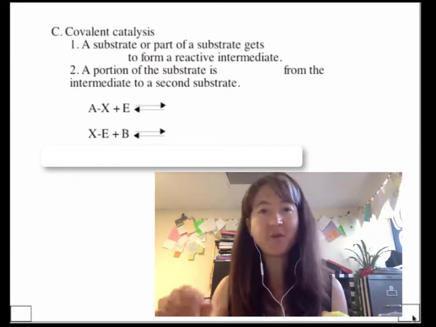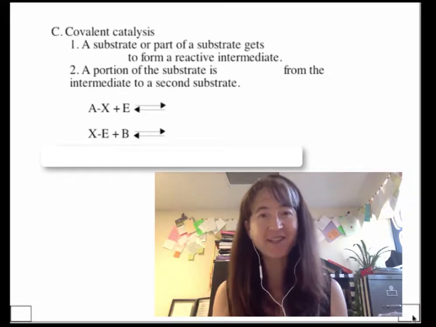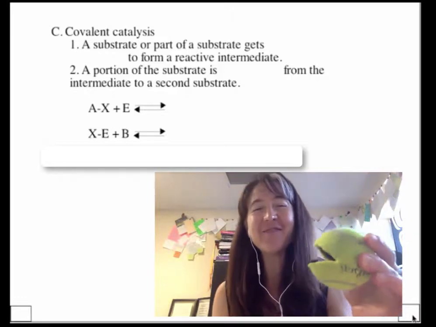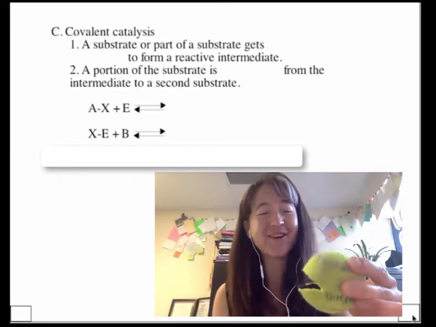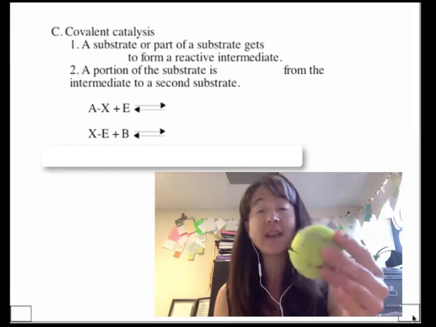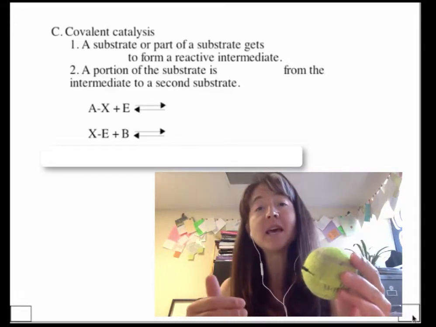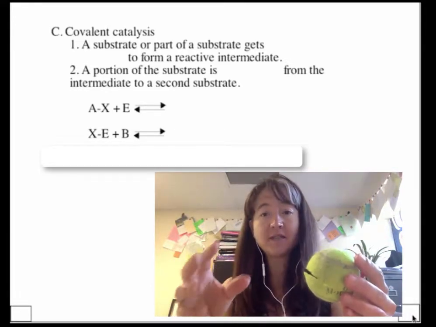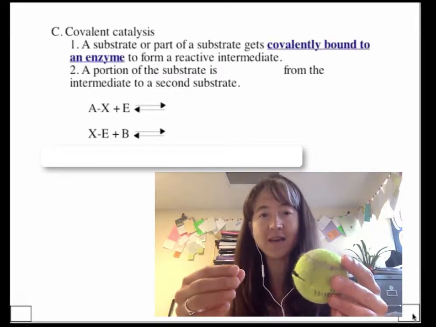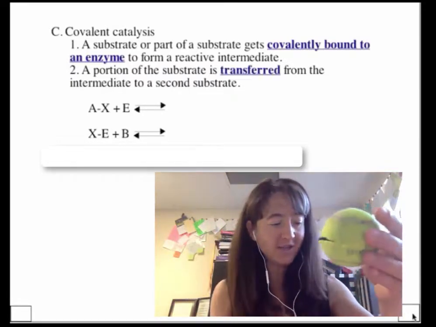Let's turn our attention to another type of catalysis that occurs at an enzyme reaction site. I'm really jazzed to go back to our good friend, this enzyme. And maybe we really should give it a name. This enzyme is going to catalyze what we call covalent catalysis, which is what it sounds like. It basically means that a substrate or a piece of a substrate is covalently bound to an enzyme to form a reactive intermediate. Let me show you though, this is much easier to see.